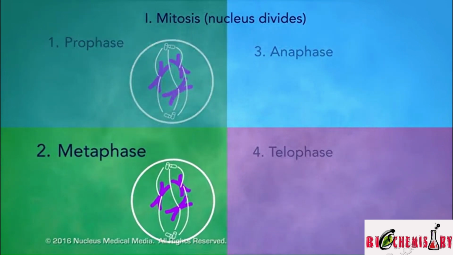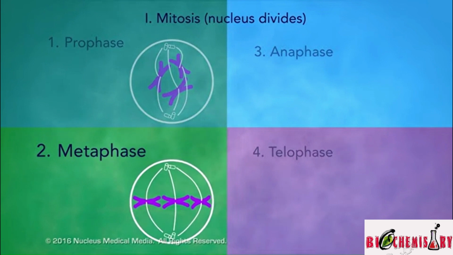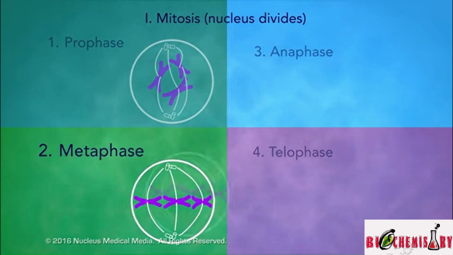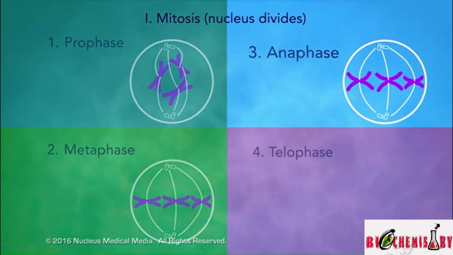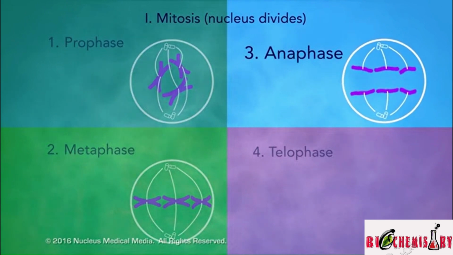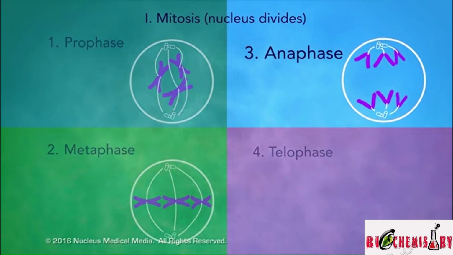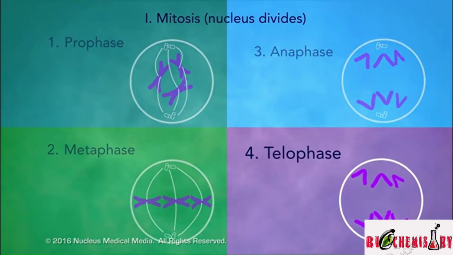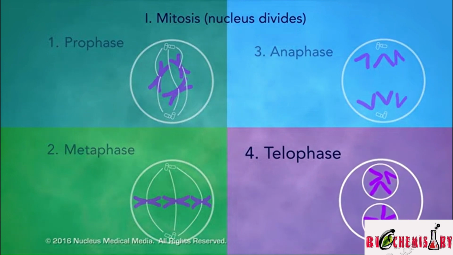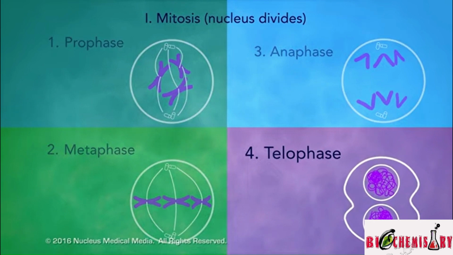During metaphase, spindle fibers align the chromosomes along the cell equator. In anaphase, the spindle fibers separate sister chromatids into two separate groups of chromosomes, pulling them toward the poles. And in telophase, the nucleolus and nuclear membrane reform. The chromosomes disperse into chromatin.